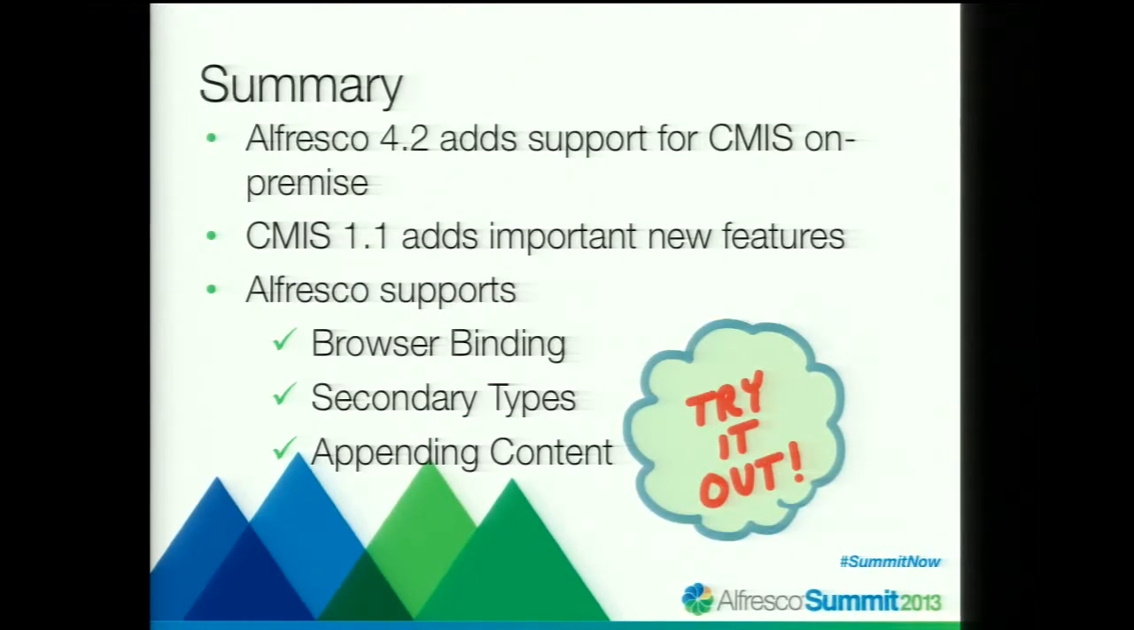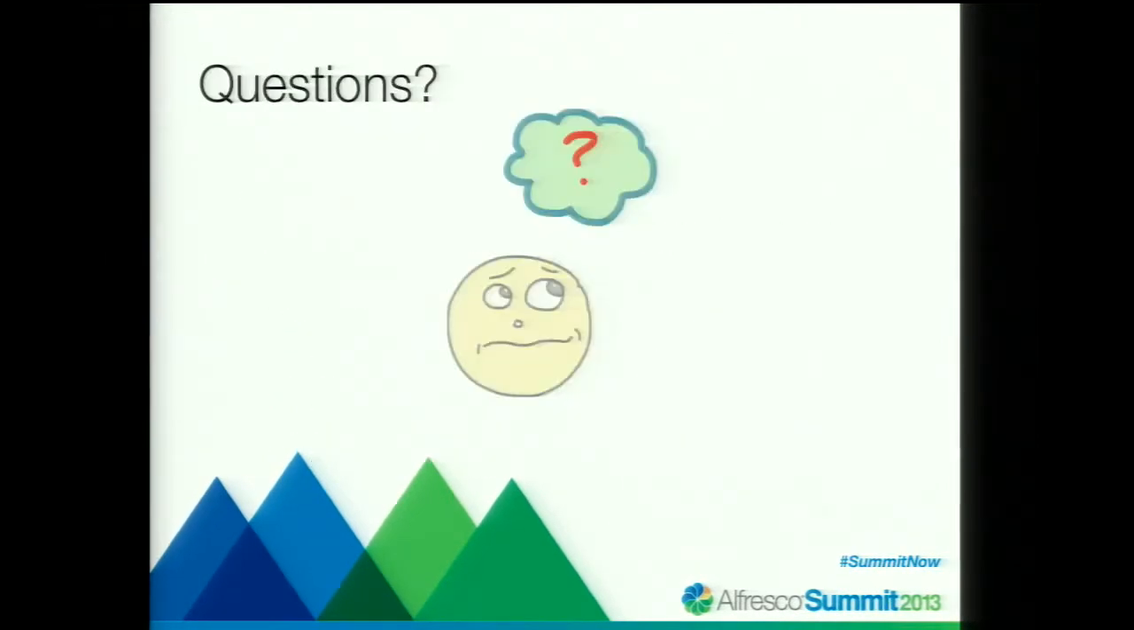So in summary, try to leave 5 minutes for questions. In summary, Alfresco 4.2 adds support for CMIS on-premise. Furthermore, it's CMIS 1.1 on-premise, which adds important new features like the browser binding, which you probably realize by now I really like, secondary types, which is aspects, and this appending content thing, which is the speech-to-text example I gave. And with that, I'll just put this confused guy up to indicate that it's time for questions.